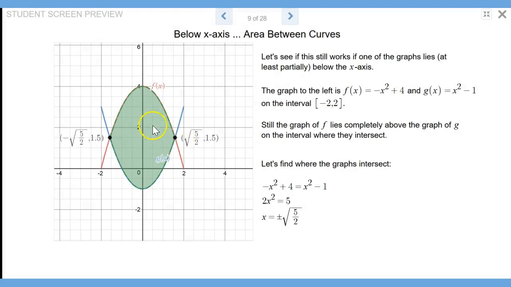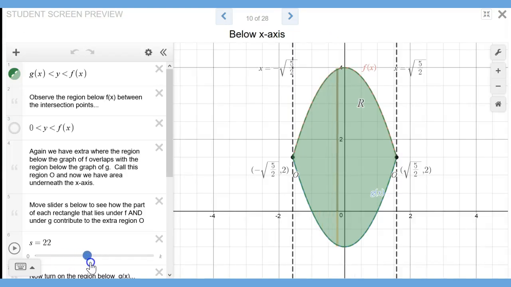To find out what our limits of integration should be, I set f of x equal to g of x and solve for x, and I get plus or minus square root of 5 over 2. So these will be my limits of integration. What I want to do again is to sum the areas of those rectangles. So can we do the same thing as before now that we have part of g below the x-axis?